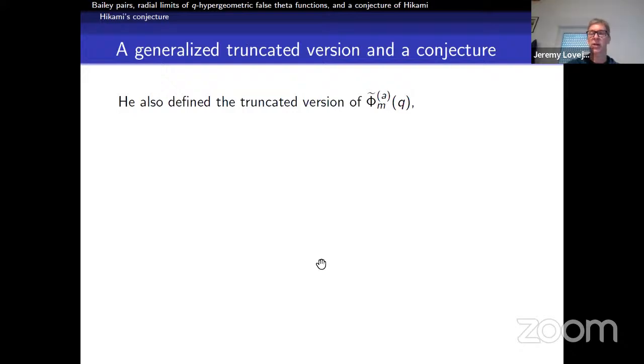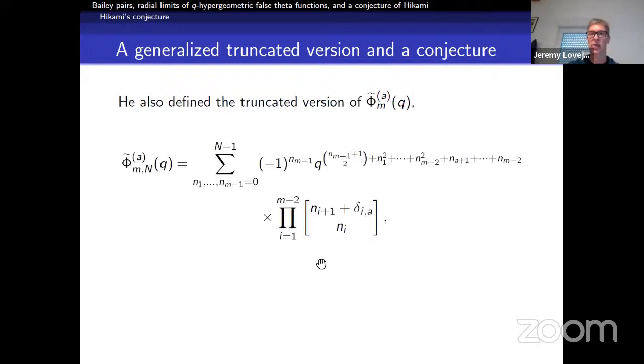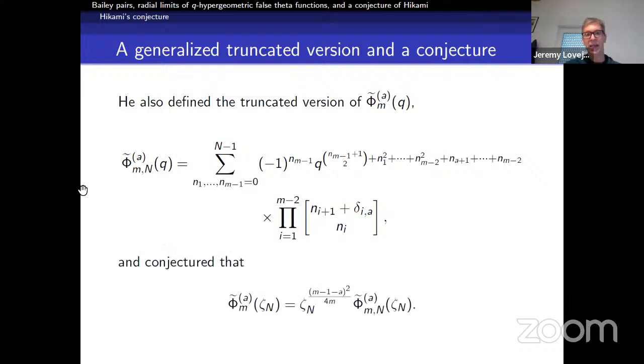Okay, and then he also defined the truncated version. So it doesn't take much imagination to define the truncated version. You just truncate. So capital N minus 1 is the upper limit of the sum. And then he conjectured that we have a similar result. So if you take the radial limit as q approaches the root of unity zeta sub n of this function phi sub m superscript a, then up to a root of unity, we can find this by evaluating the truncated series at this root of unity zeta sub n. Okay, so this is his conjecture.